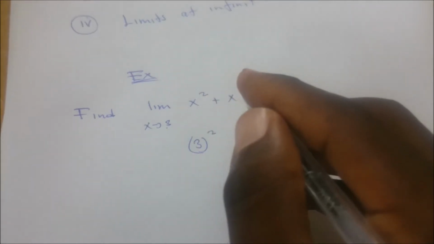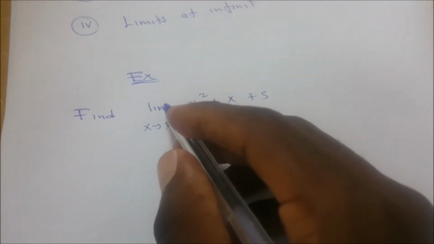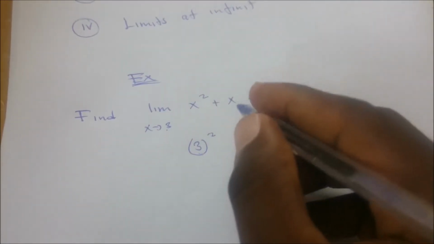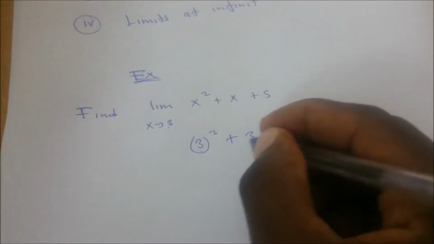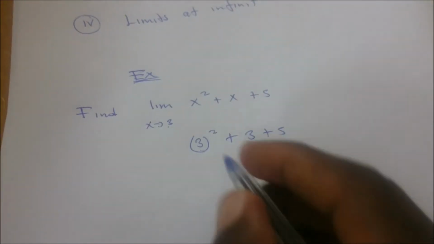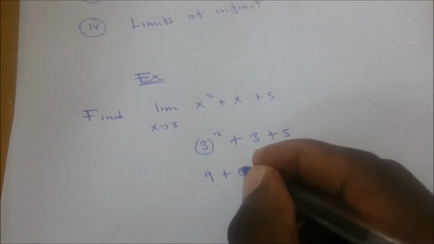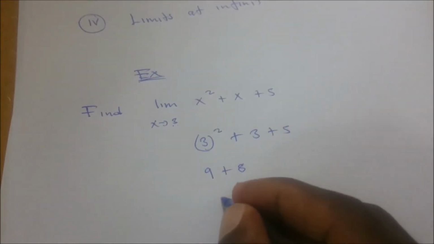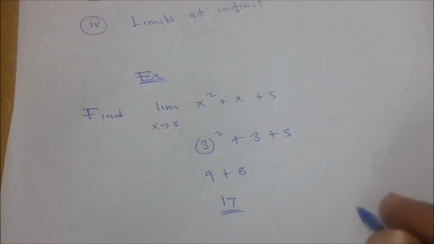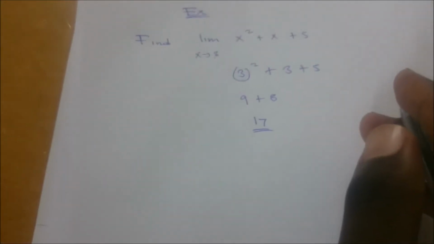The moment you start substituting, you stop writing the limit. Plus 3 plus 5. This one will give me 9 plus 8, which will be equal to 17. So this is the substitution method.